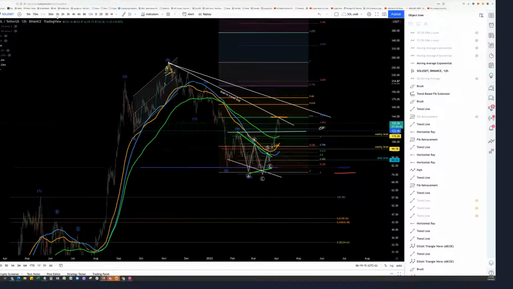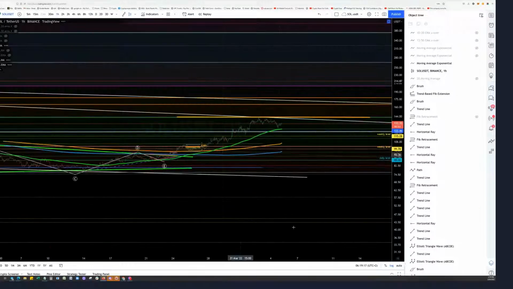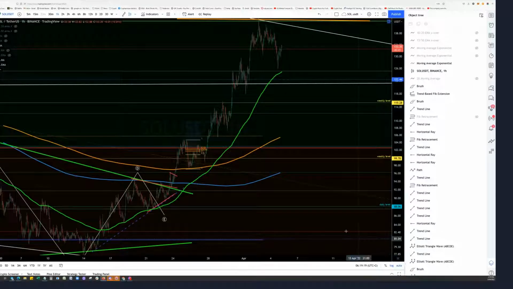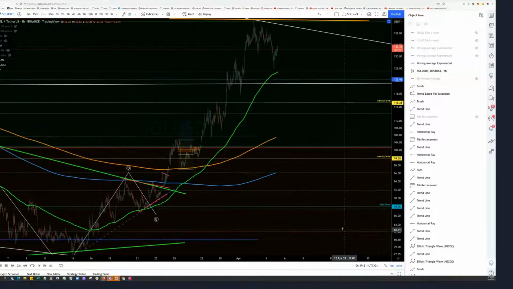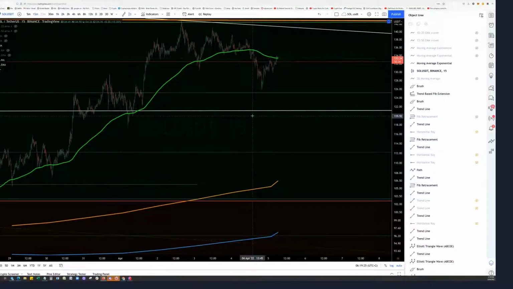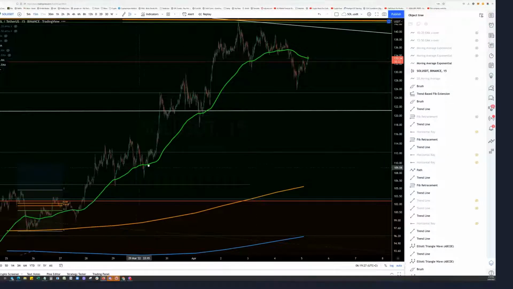If we look at it from a small time perspective, actually, I'll give you a tip here. Where is it? This 200 moving average was pretty much the trend. Was it 30 minutes or?